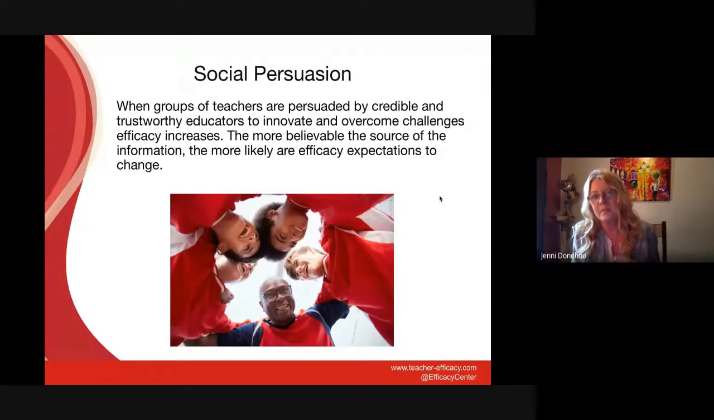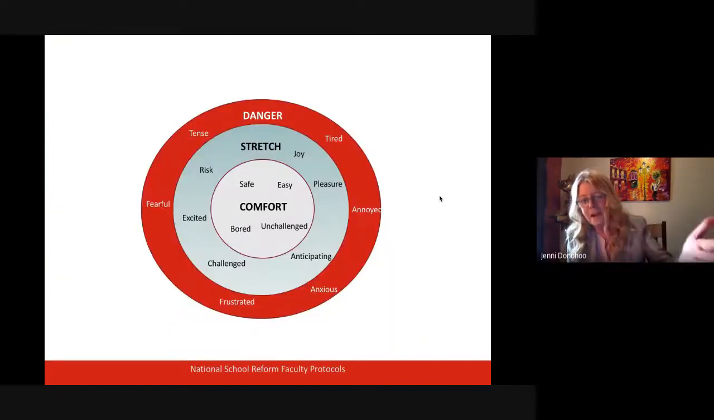It's when teams of teachers are convinced by a credible and trustworthy other that they have what it takes to succeed and to take risks. So the research shows that the more credible the source is that's trying to influence teachers, the more likely it will shape their efficacy beliefs.